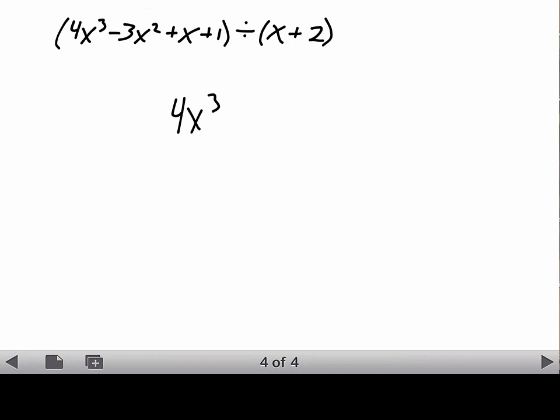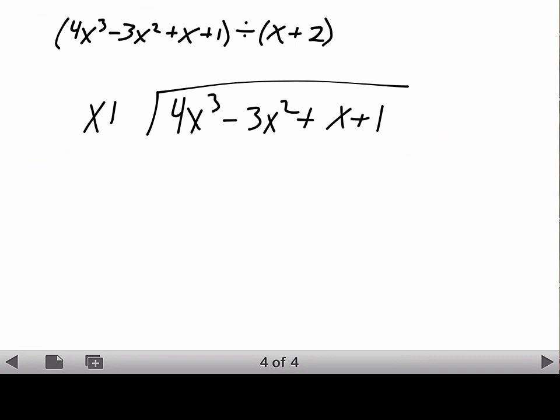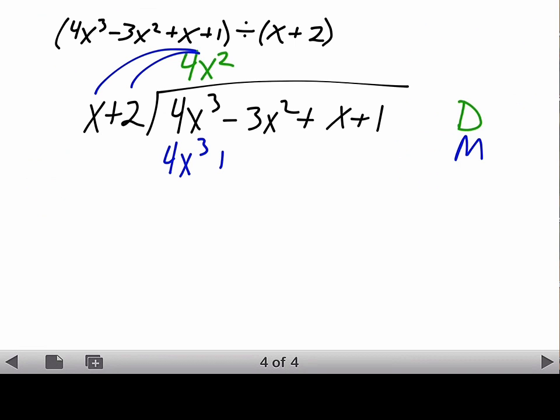So 4x cubed minus 3x squared plus x plus 1 goes in the division house thingy, and x plus 2 goes on the outside. First, we're going to divide, and the result of 4x cubed divided by x is 4x squared. Then we're going to multiply. Don't forget we distribute on that one. 4x cubed plus 8x squared. And since we're going to subtract, we change those signs there. And 4x cubed goes away.